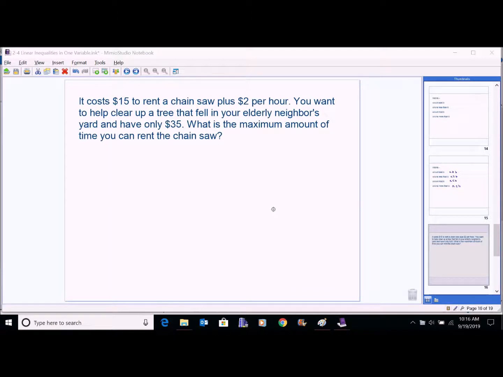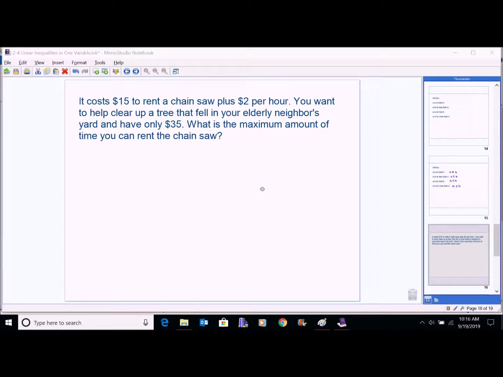You are a very nice person, so since there's a problem in your neighbor's yard and a tree fell down, you want to go there and help them out and clean up, but your funds are only at $35, so you don't have any more than $35. And we can use an inequality then to set up a problem to figure out the maximum amount of time that you can rent the chainsaw.